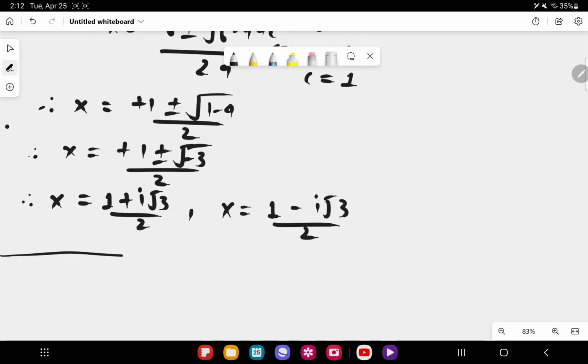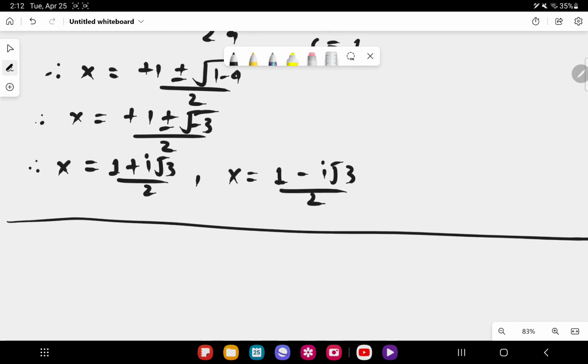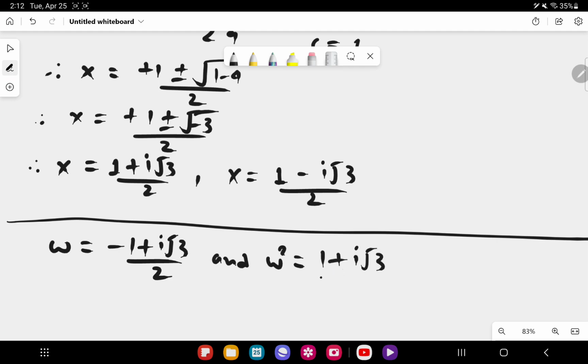Alright folks, now let's recall the properties of the complex cube root of unity. According to the properties of the complex cube root of unity, omega is equal to minus 1 plus i root 3 over 2, and omega square is equal to minus 1 minus i root 3 over 2, and moreover omega times omega square is equal to omega cube, and that is equal to 1.